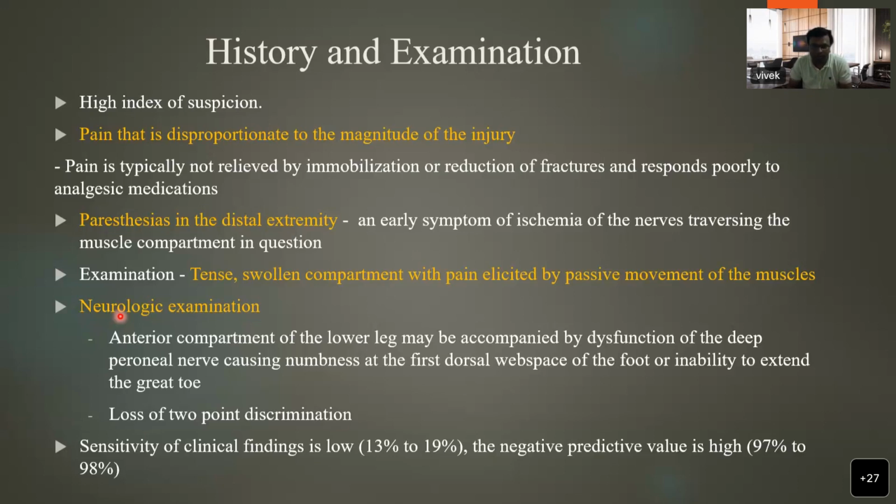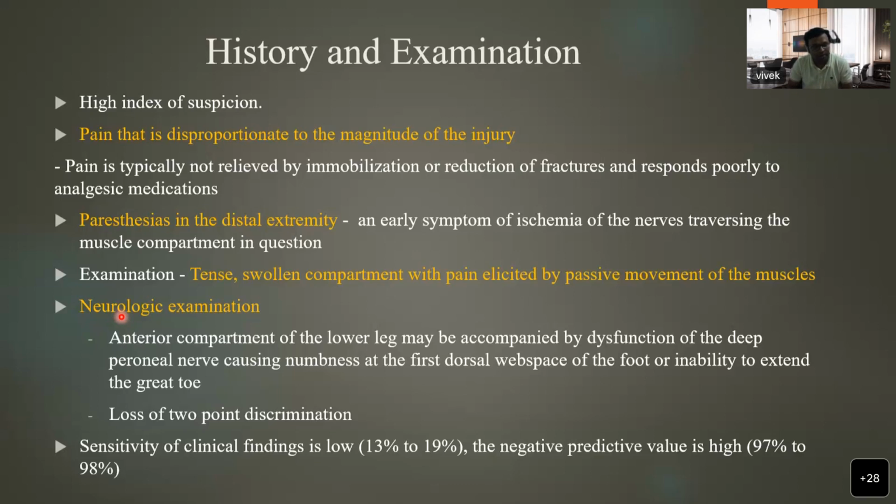On neurological examination, you need to rule out and document the sensory and motor response of the patient in that particular limb. In the anterior compartment of the lower leg, dysfunction of the deep peroneal nerve due to compartment syndrome leads to numbness at the first dorsal web space of the foot or inability to extend the great toe, which might be noted early, and you might suspect compartment syndrome in such a patient. Compartment syndrome leads to loss of 2-point discrimination.